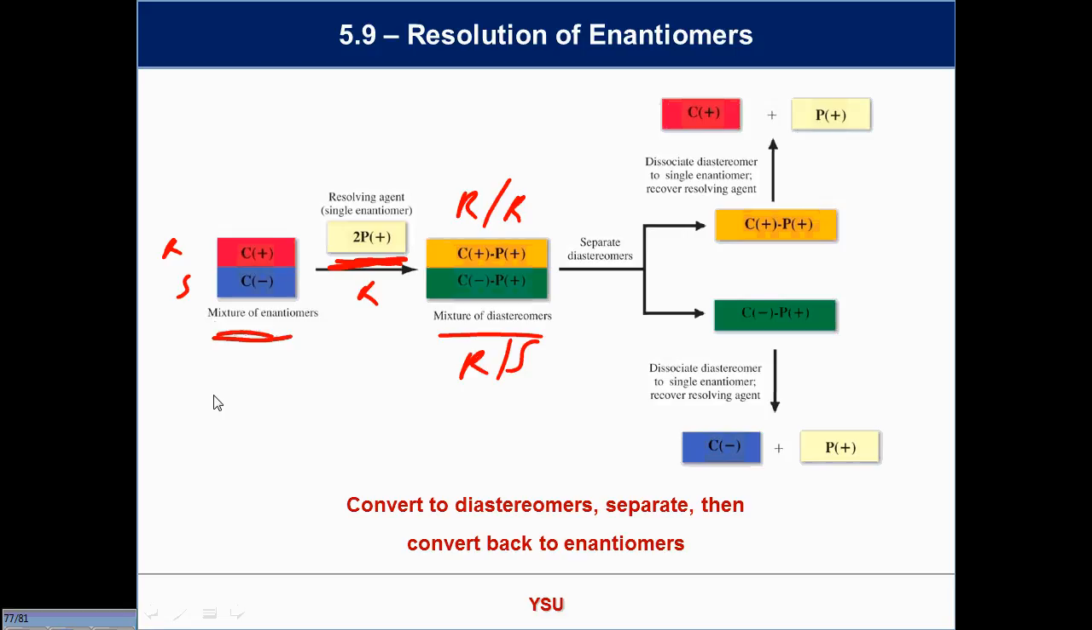If you have different properties, you can separate them. So we can do recrystallization. You have done that, right? Nobody can do it properly, but you have done it. You have to be very careful with recrystallization. So you can recrystallize things.